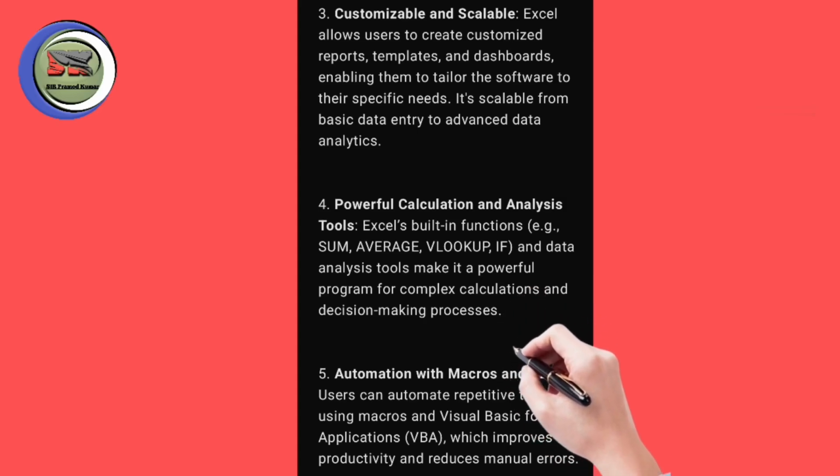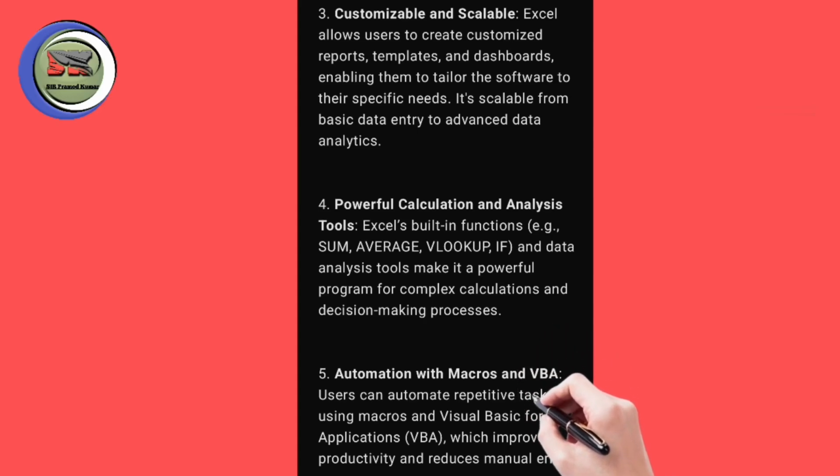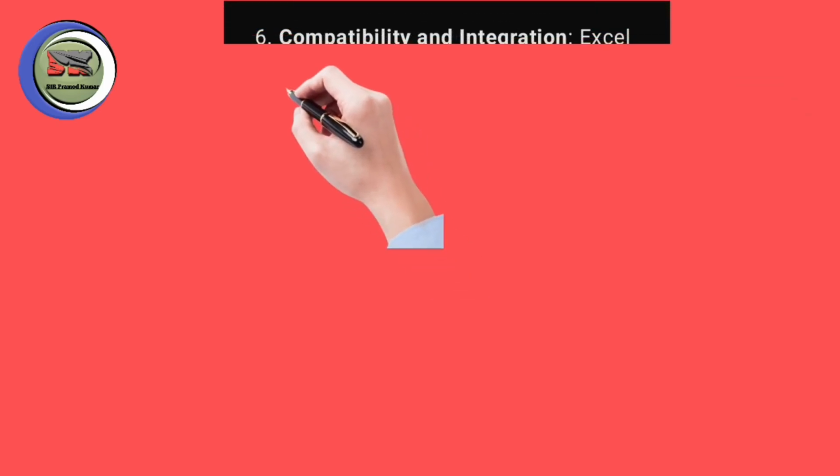5. Automation with macros and VBA. Users can automate repetitive tasks using macros in Visual Basic for Applications, VBA, which improves productivity and reduces manual errors.